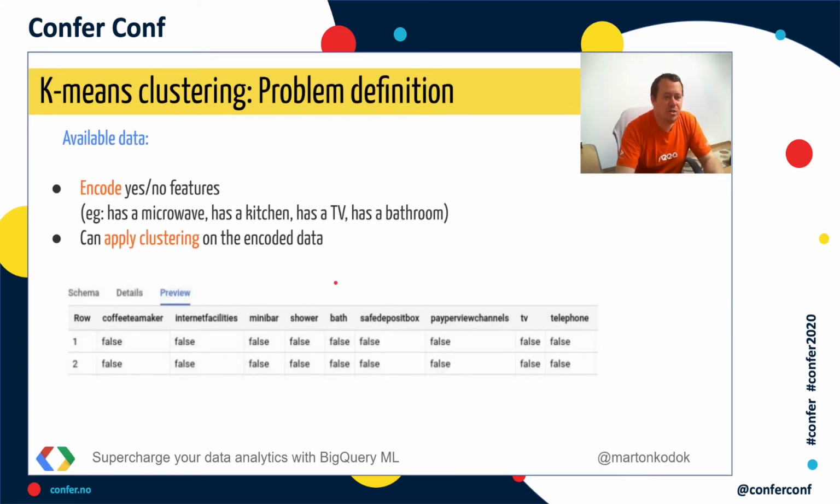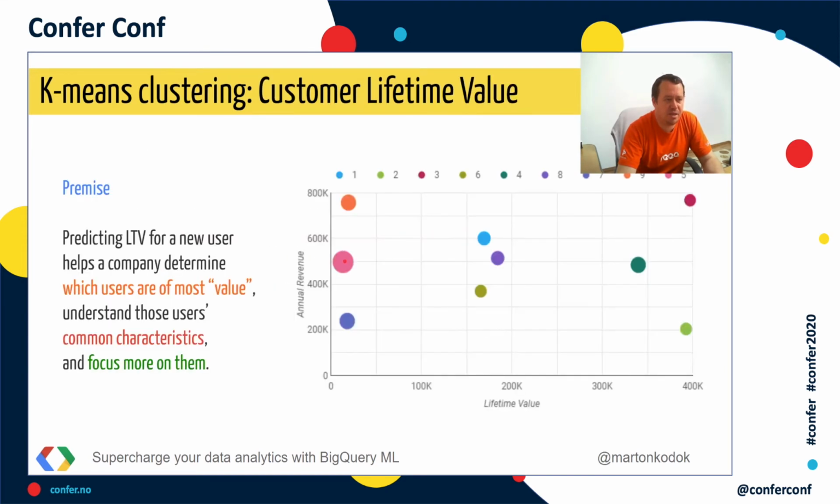How can you use this in your projects? You need to encode your features in a yes, no, or boolean method. It could be even true, false, or it could be 1, zeros. Let's say like a booking.com example. The features could be like a property has a microwave, has a kitchen, has a TV, has a bathroom. You can build out same features in your product line and in your application. And you can apply clustering on the encoded data.